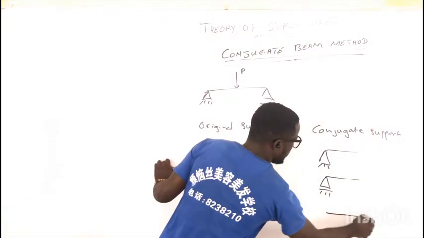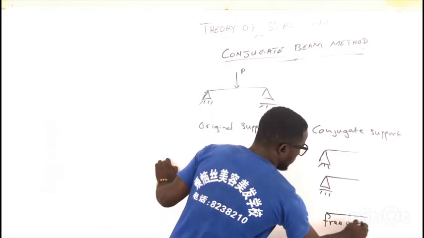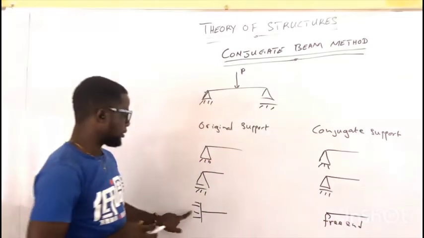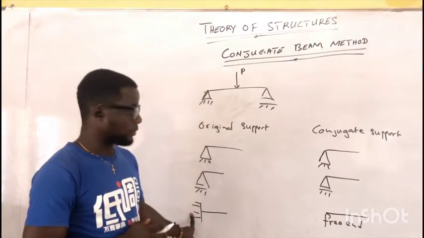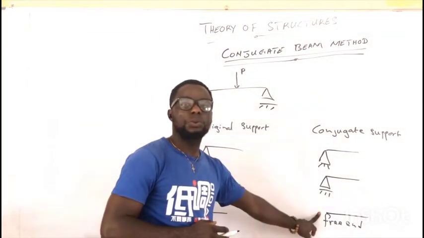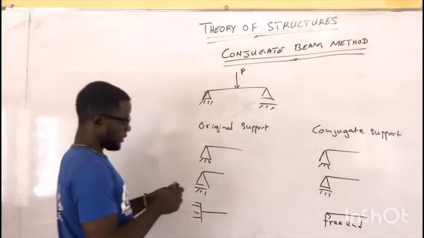The opposite of a fixed support is a free end. This is the original support you'll be given in the question, then you have to change it to a free end.